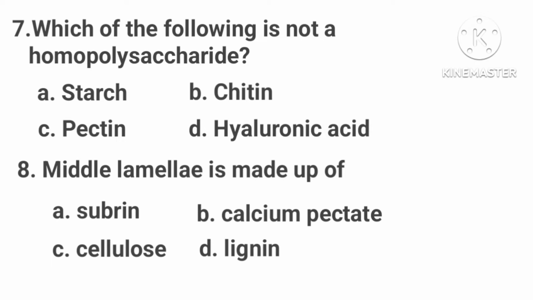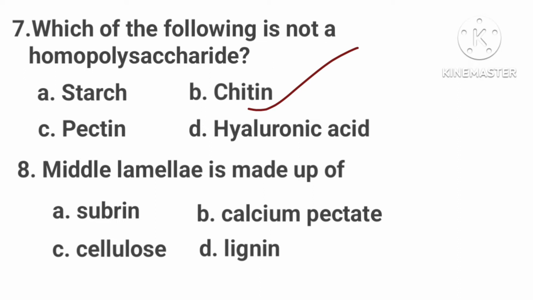Next, which of the following is not a homopolysaccharide? First, what is a homopolysaccharide? Homopolysaccharides are polysaccharides composed of a single type of sugar monomer. Option A starch, option B chitin, option C pectin, option D hyaluronic acid. The correct answer is option B chitin.